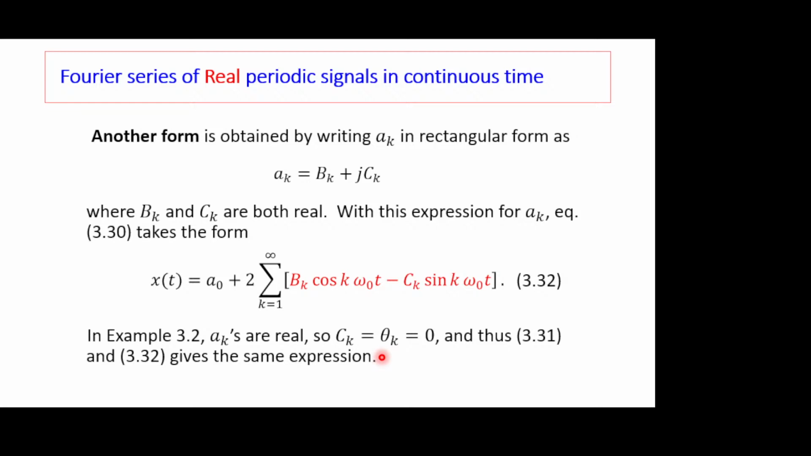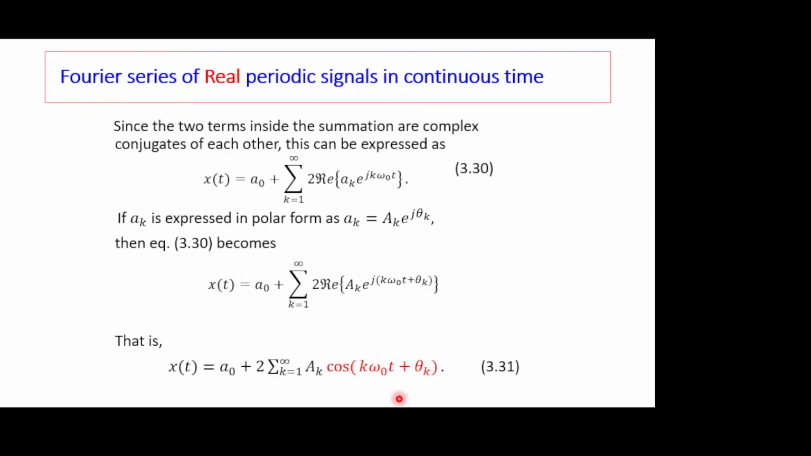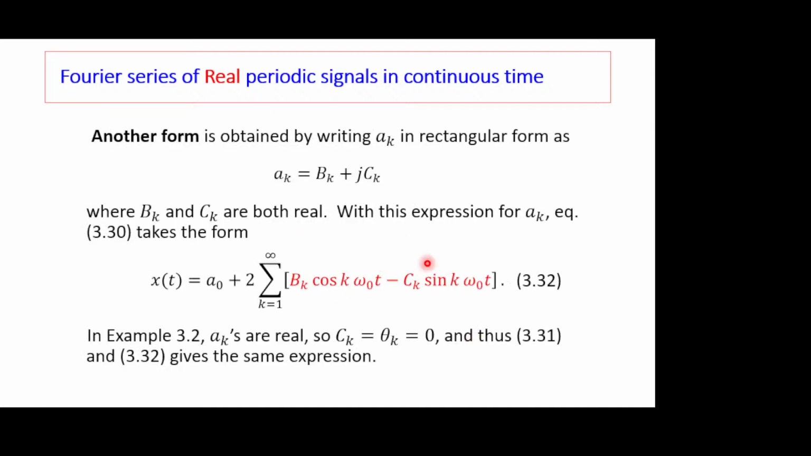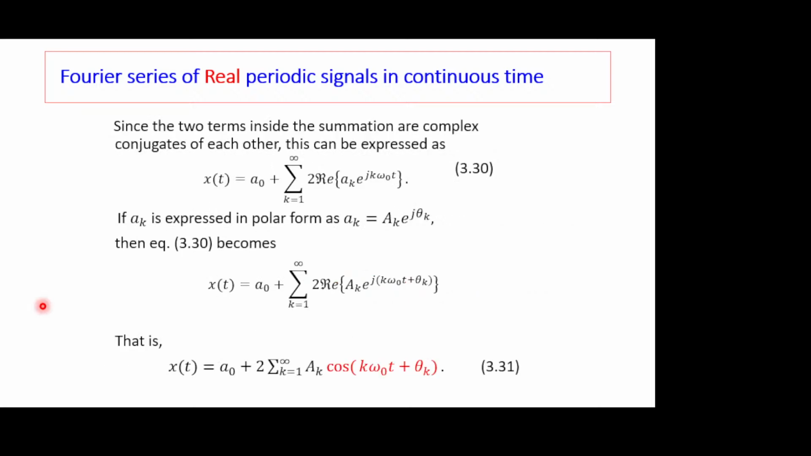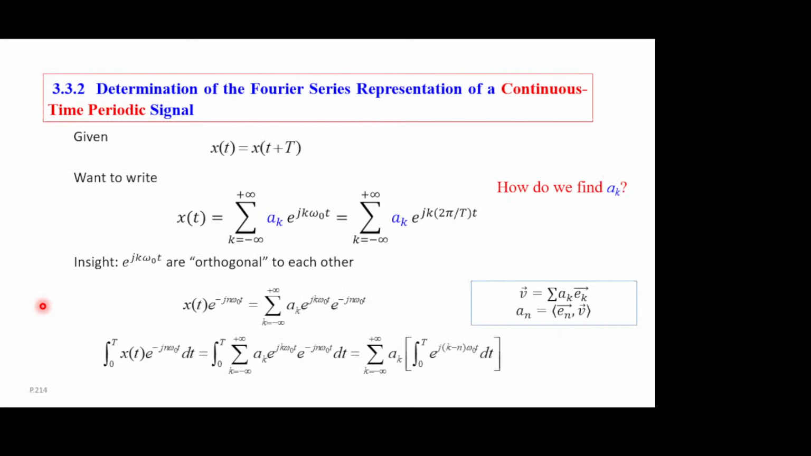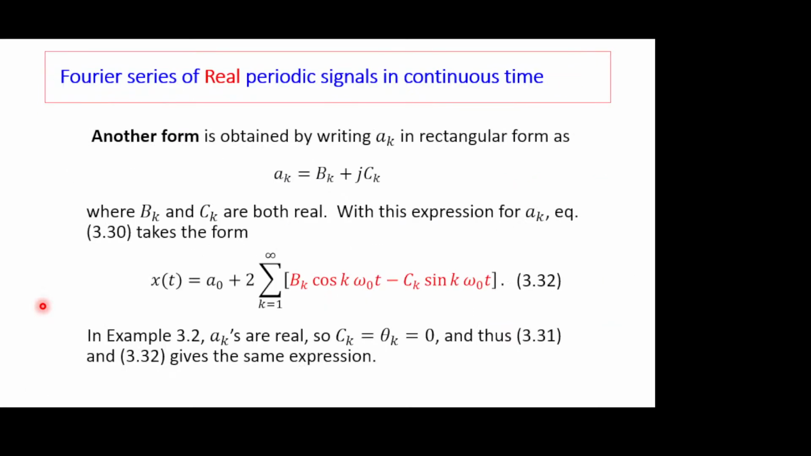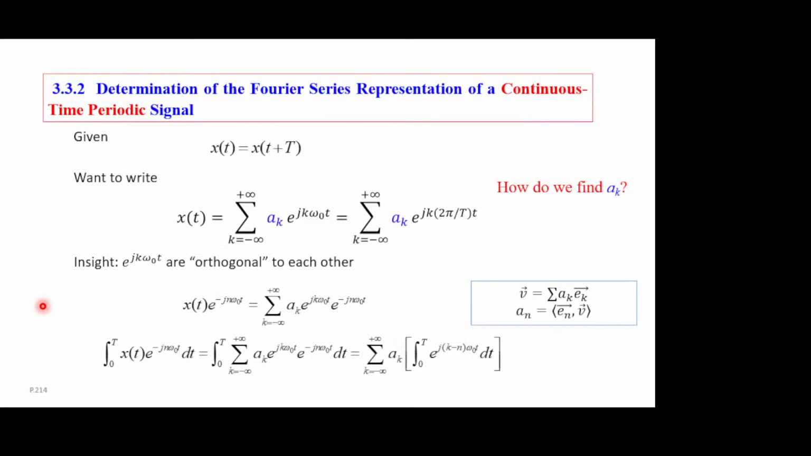Representation of real periodic signals: you can do cosine with theta, or you can do sine and cosine. And actually, you can also do sine with theta, but that's probably more annoying. Okay. And if there is no question, then let's go to, I guess, the most interesting part of the chapter, or the most important part of the chapter.